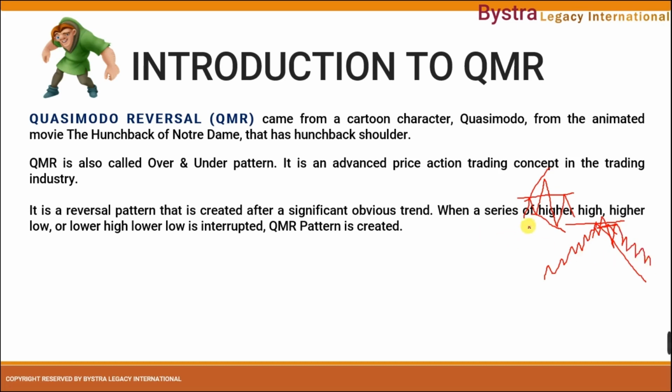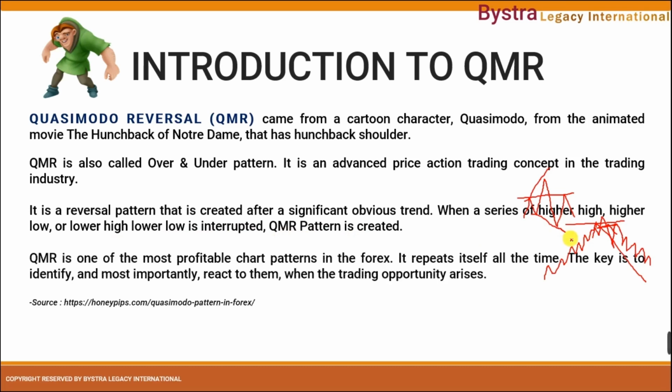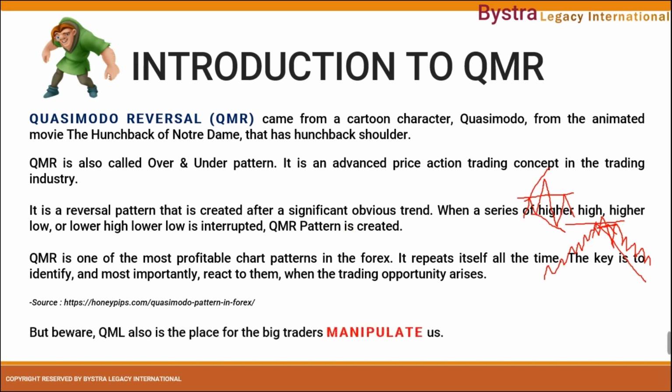So when a series of higher highs and higher lows, or lower highs and lower lows, is interrupted, this is where the QMR pattern is created. QMR is one of the most profitable chart patterns in Forex, and it is also very commonly used by supply and demand traders. Because this setup always repeats itself, the most important part is that we're able to identify and catch this setup whenever an opportunity arises in the chart. But beware, guys, QML is also the best place for big traders trying to manipulate us.